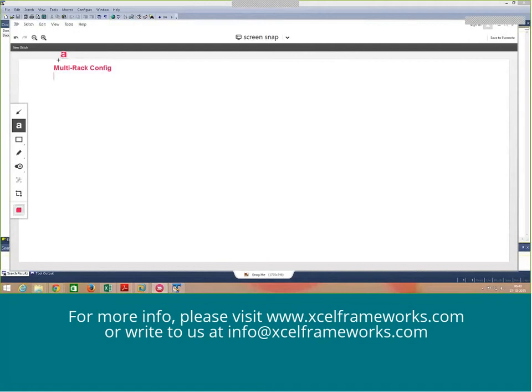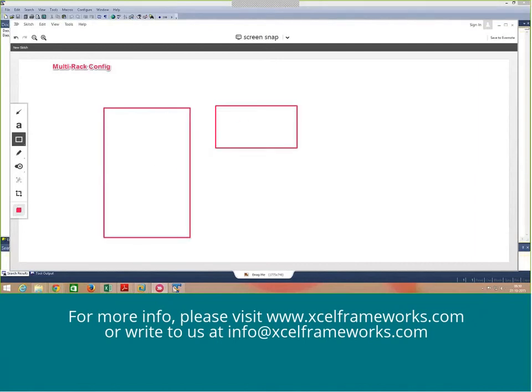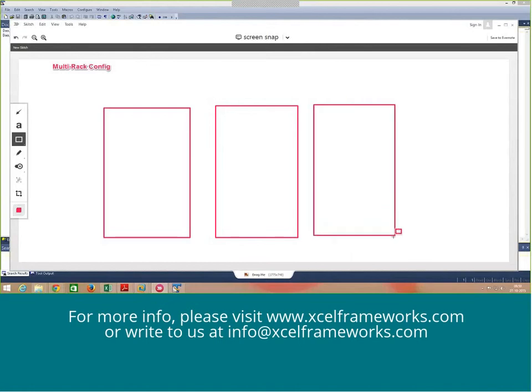Okay, what is a multi-rack configuration? So typically in a data center, you have multiple racks, right? That is how your servers will be stacked across. So you have multiple racks. Just visualize you have 3 different racks, and you have 4 servers in each rack. Okay, 4 servers in each rack.